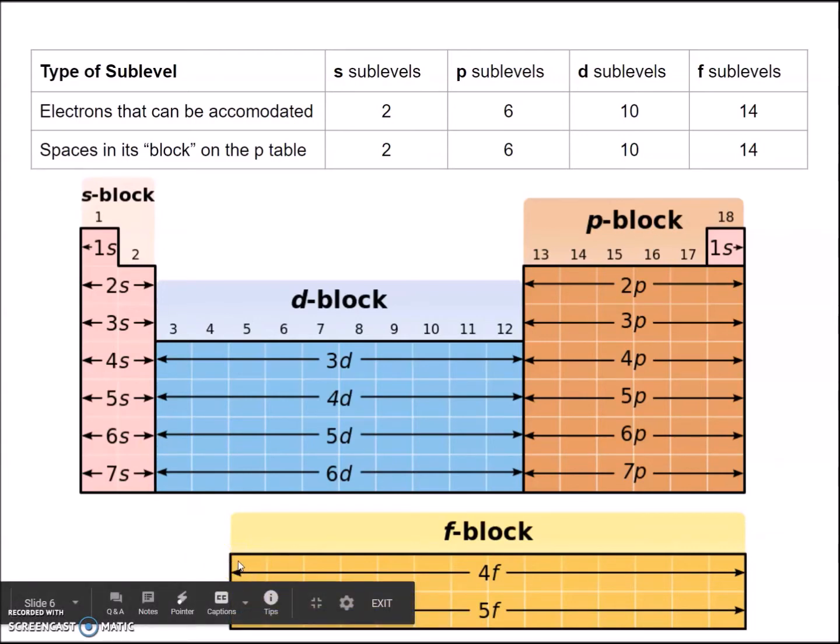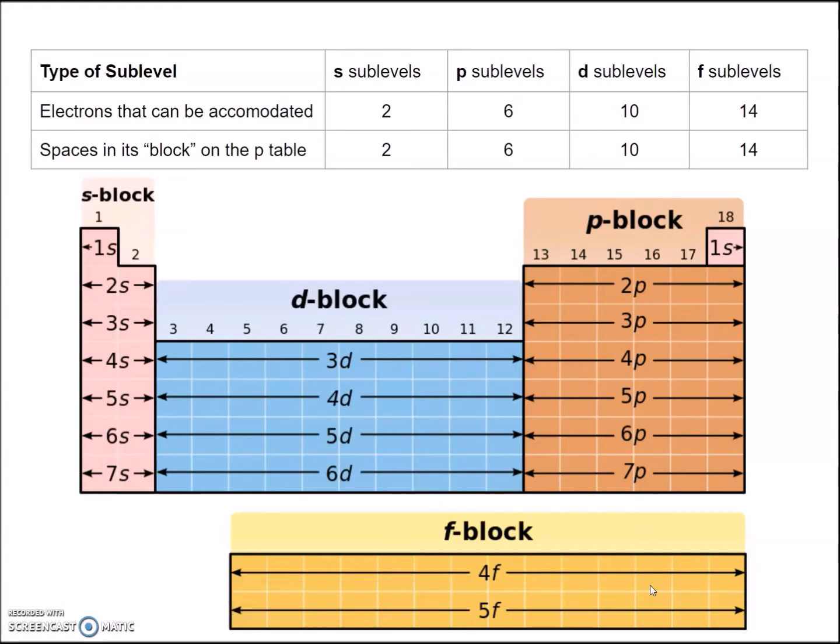Let's count the number of spaces wide in an F block. Ready? 1, 2, 3, 4, 5, 6, 7, 8, 9, 10, 11, 12, 13, 14. Not an accident. The periodic table has this goofy shape because it accommodates all of the electrons that can fit in all of the orbitals.